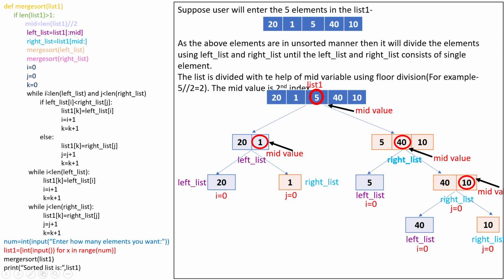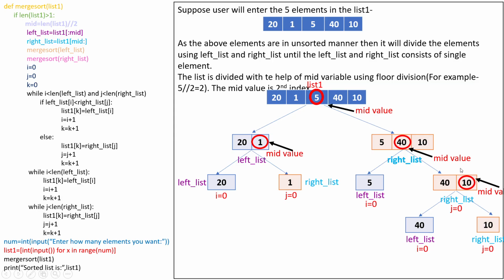While i less than length of left list. i is what? 0. Is 0 less than length of left list? Left list is what? 1. Okay. Length of left list is 1. So 0 less than 1, true. And j. j is 0. 0 less than length of right list.